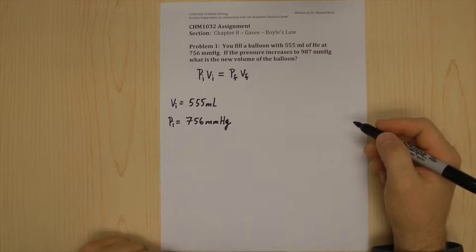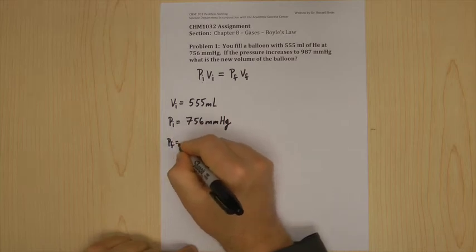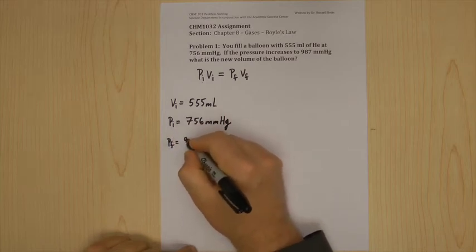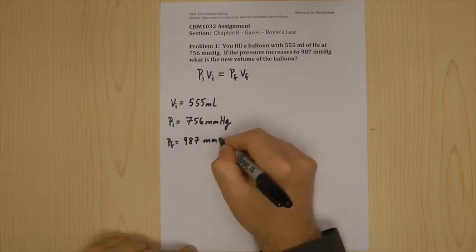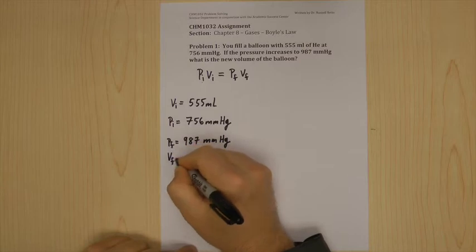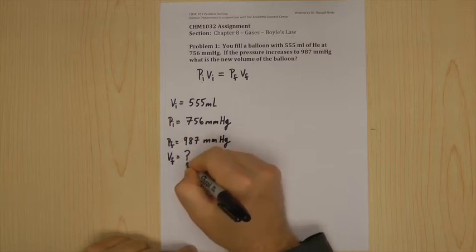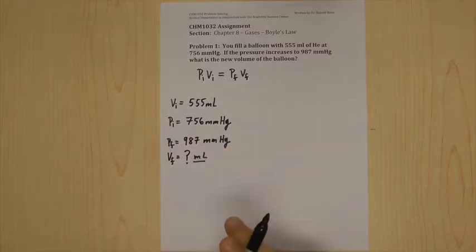All right. What else do we got? If the pressure increases to 987 millimeters, okay. So PF, we're going to change the pressure to this, 987 millimeters Hg. VF equals question mark milliliters. All right. So we need to solve for VF.